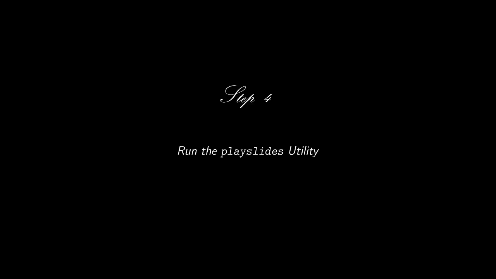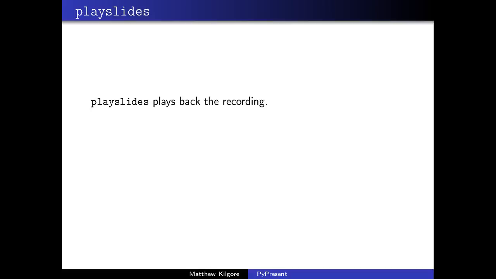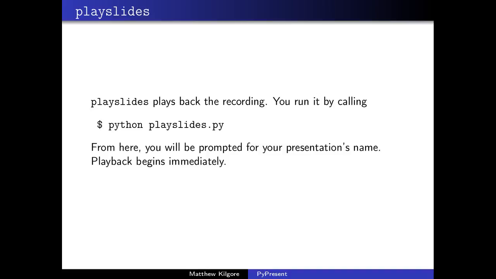The next step, step 4, is by far the simplest. We run the playslides utility. As we mentioned, this plays back the recording. We invoke it the same way as always, and that's it. After we enter the presentation's name, assuming it can find namerec.zip, it runs automatically.